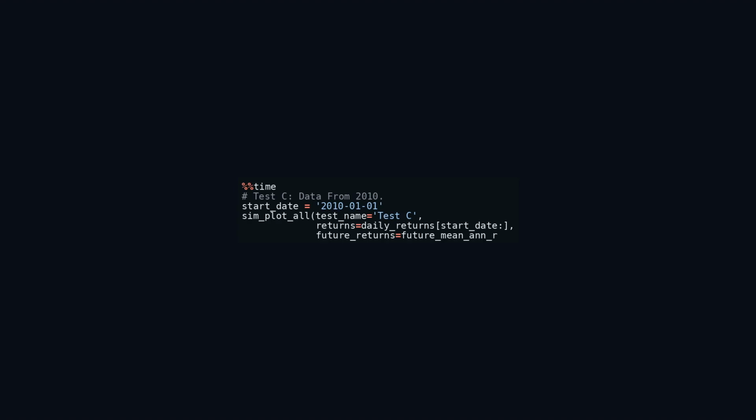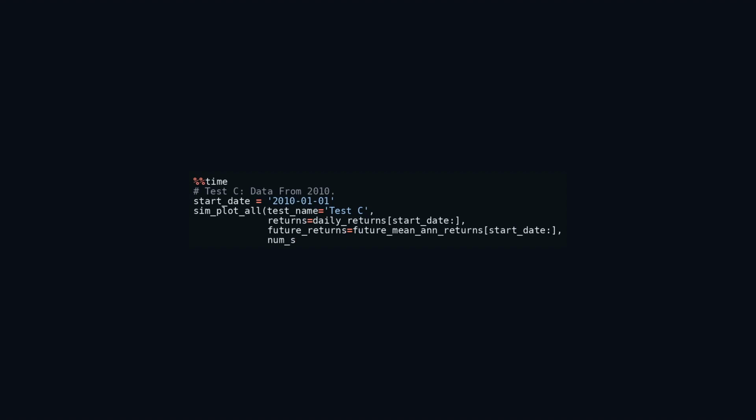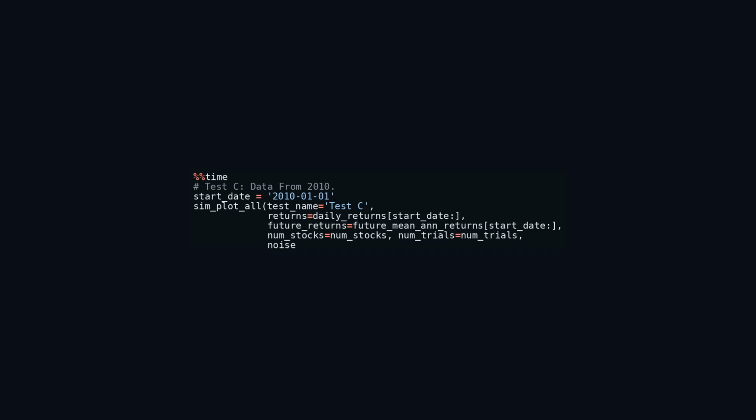The given code snippet is designed to measure the execution time of a specific section of the code using the time magic command in Jupyter Notebooks or Python. This command, when placed at the beginning of a cell, records the time taken for the entire cell to execute. After measuring the execution time, the code proceeds to call a function named simPlotL with a set of predefined parameters. These parameters include test data from 2010, daily returns, future returns, the number of stocks, the number of trials, the noise scale for future returns, an adjustment function for correlations, and constraints for minimum and maximum returns and weights.